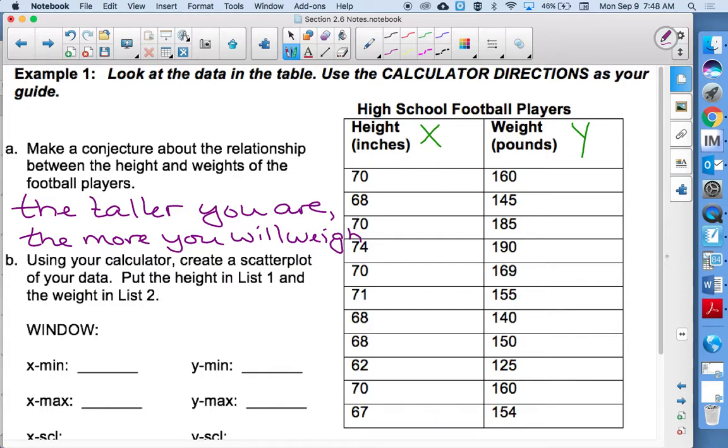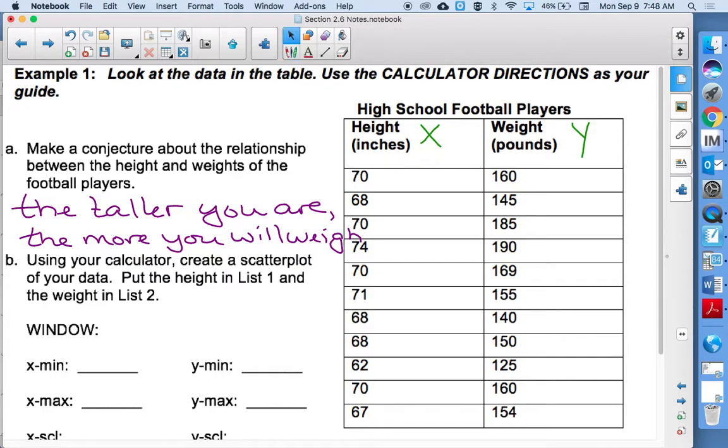So by looking at that chart, you can see somebody that's 62 inches is 125 pounds versus somebody that's 70 inches is 160 pounds. So we're going to use the calculator to create a scatter plot. We could graph this by hand, making an x and y axis, labeling the x and y axis, and plotting these points. So x versus y. We're going to use the calculator to do that as well.